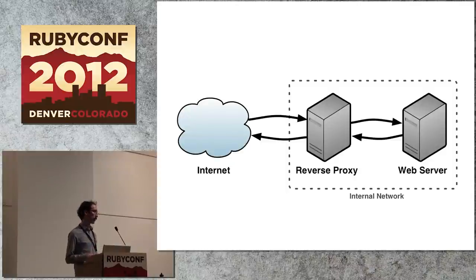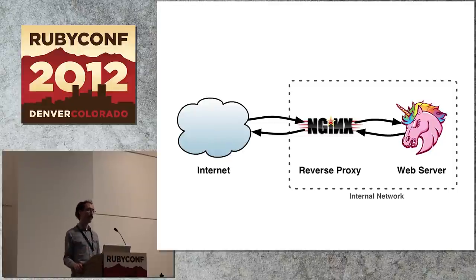Basically, a reverse proxy is a server that sits in front of your other servers inside your internal network and does stuff. It does something in between your main server and the end users on the internet. So what kind of stuff does that reverse proxy do?